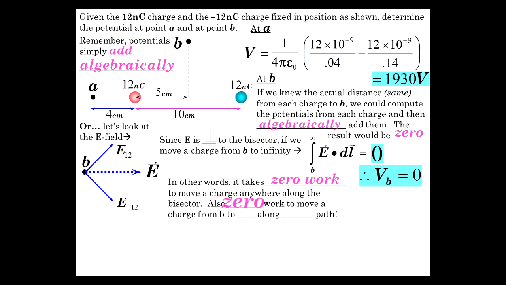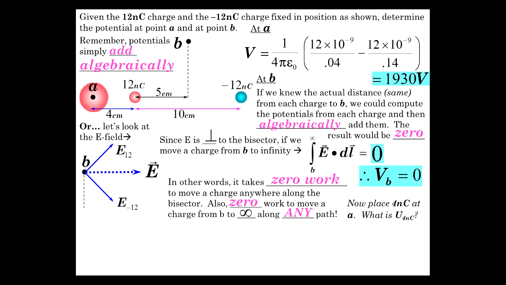So it takes 0 work to move a charge anywhere along the bisector and 0 work to move a charge from B to infinity along any path. So it turns out that we could take a charge at B and move it around here, and go this way, and whatever we did, when you integrate that entire path, E dot dl, we're going to end up with 0. We can go into more detail analyzing the intuitive reasonability of that. I invite you to do that.